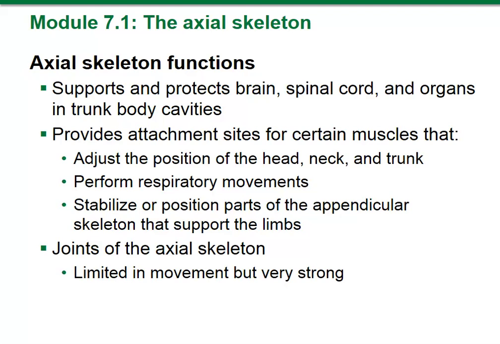Any of the joints of the axial skeleton do limit movement a little bit, but they're really strong. So that's a little bit different. So in your axial skeleton, your joints tend to be a little bit more limited. Now, a joint is just anywhere where two bones come together. Also, the technical term in the book usually used for a joint is an articulation.